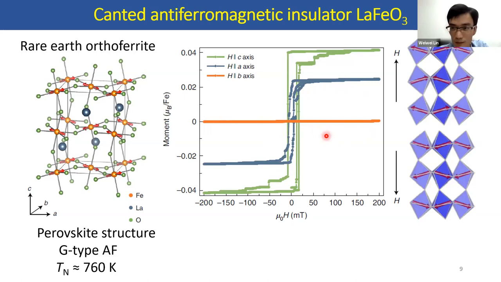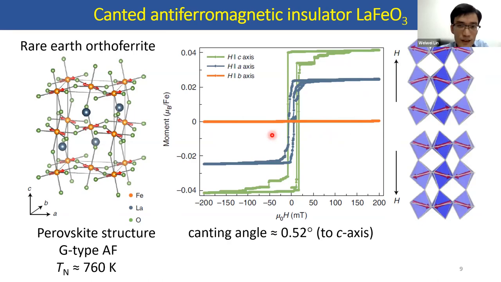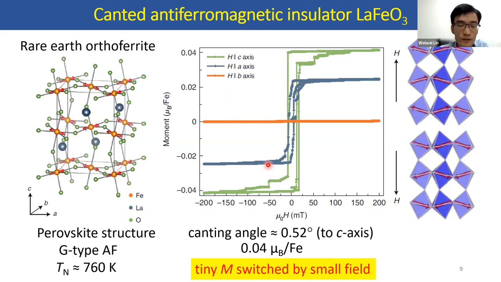So in this material, lanthanum ferrite, the intrinsic canting angle is about 0.5 degree, slightly canting towards the c-axis. This gives a small net magnetic moment, about 0.04 Bohr magneton per ion, which is very small. So it's a tiny magnetization that can be switched by a small magnetic field. We can see the schematic. If we apply the positive field and then reverse the applied field to negative, the spin flips 180 degrees.